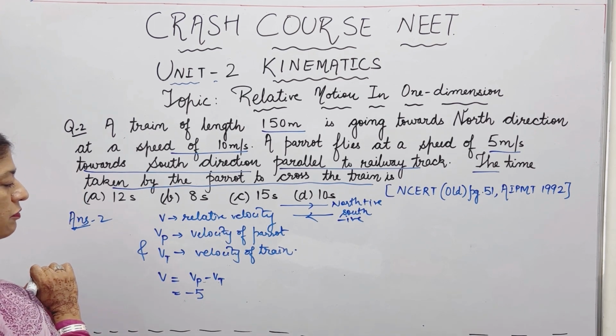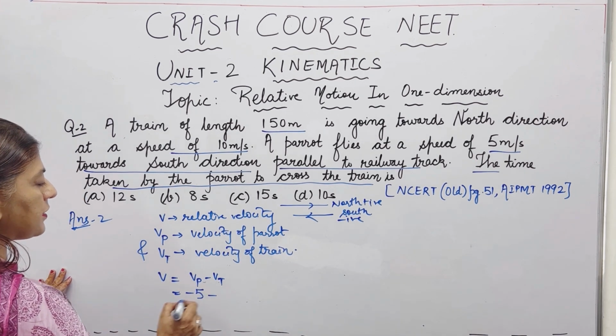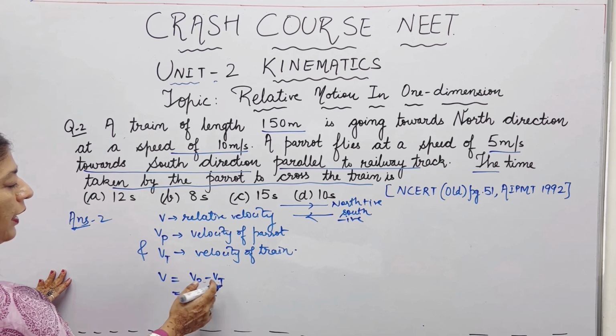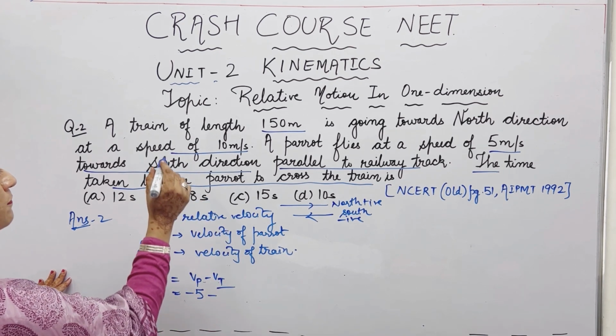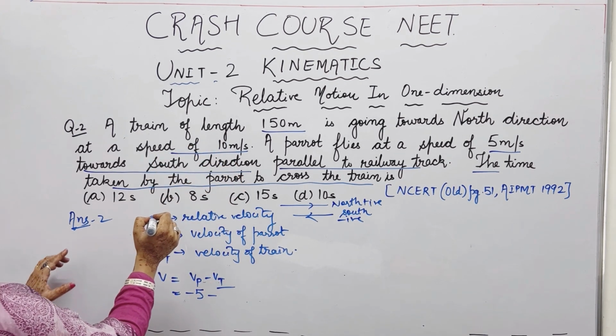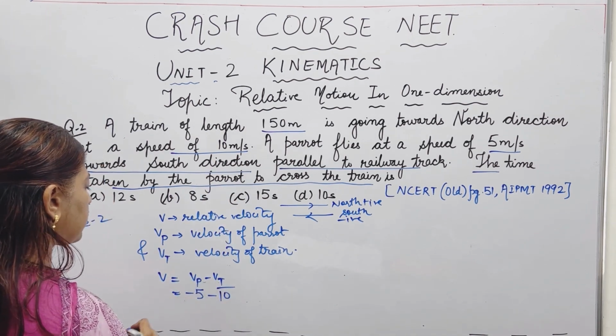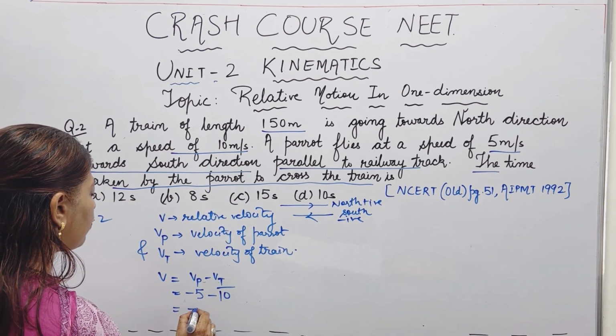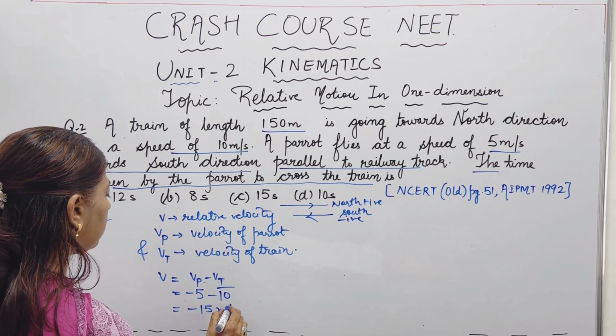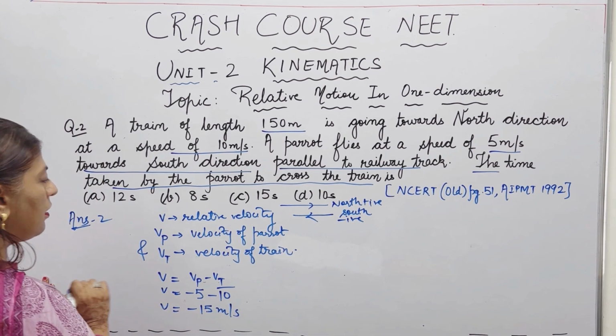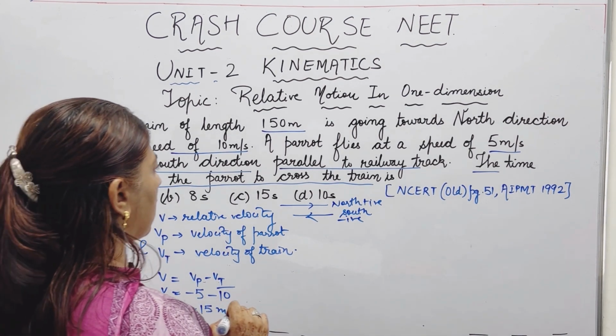So I have taken the minus 5 from the formula, and the velocity of the train is given to us as 10 meter per second. So minus 10. The value comes out as minus 15 meter per second. This is the relative velocity that has come.